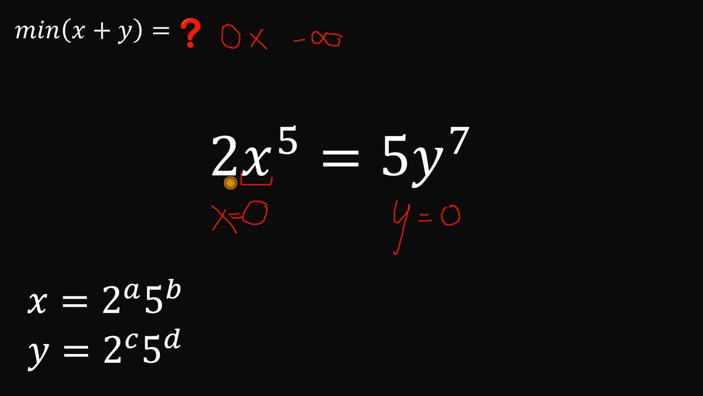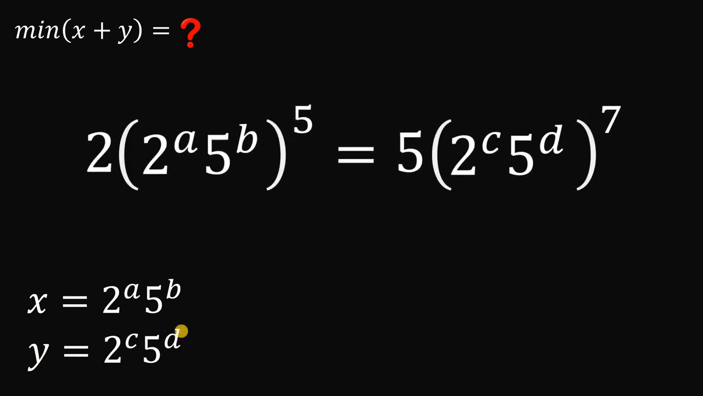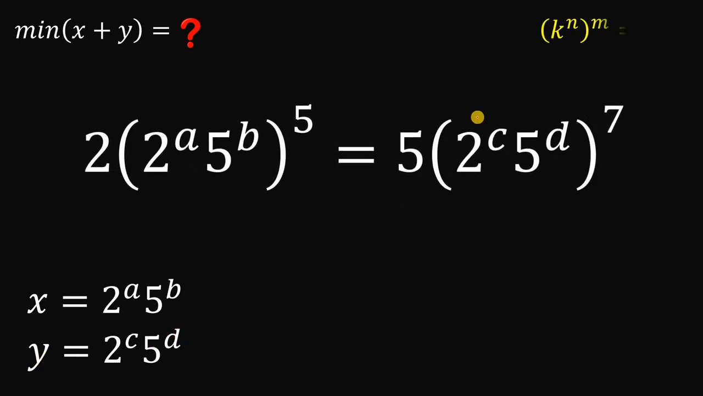Because of these numerical coefficients, we have a 2 and a 5. And we want to make the left-hand side and right-hand side equal. So we choose x to be 2 raised to a times 5 raised to b, and y to be 2 raised to c times 5 raised to the power of d. So let's replace all x and all y like this.